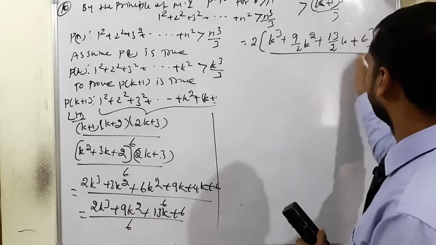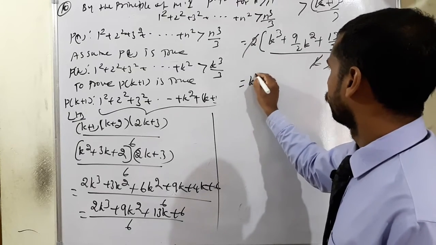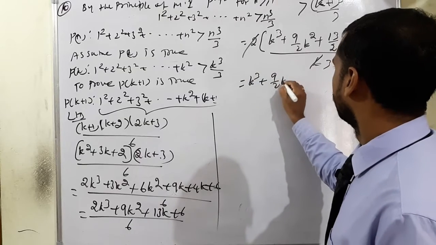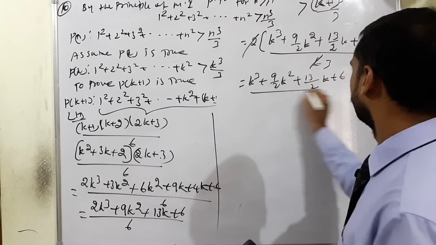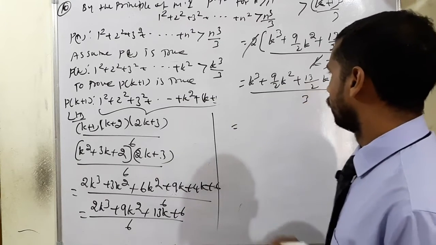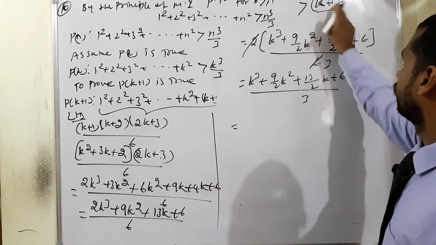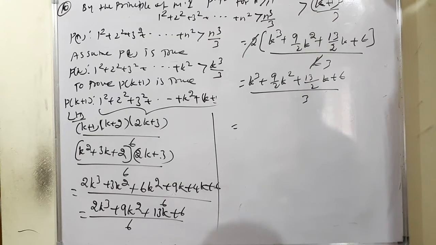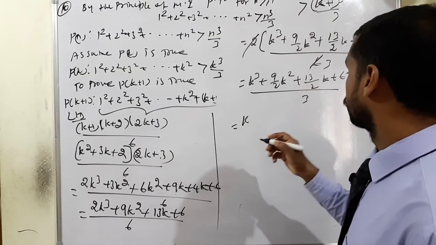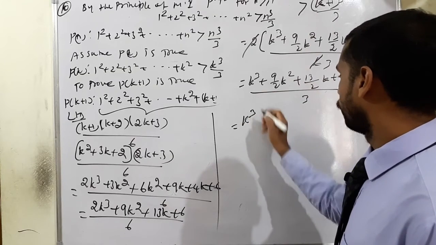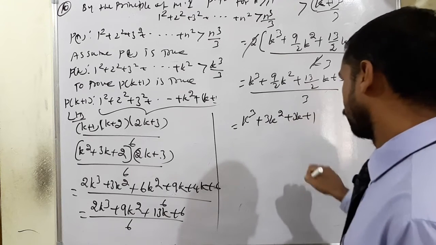The whole term divided by 6, means 2 and 6, how many times? 3 times. Therefore, k cube plus 9 by 2 k square plus 13 by 2 k plus 6, the whole term divided by 3. So on the right hand side we need greater than k plus 1 the whole cube formula. So just write it there: to prove k plus 1 the whole cube, k cube as it is, then 3k square plus 3k plus 1.